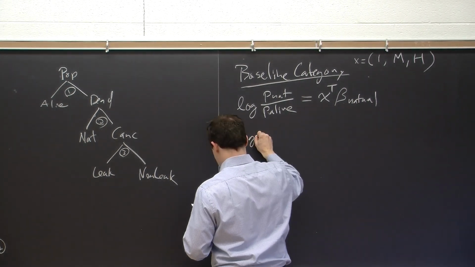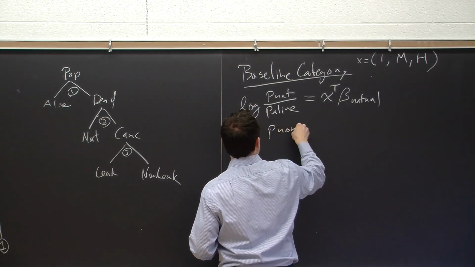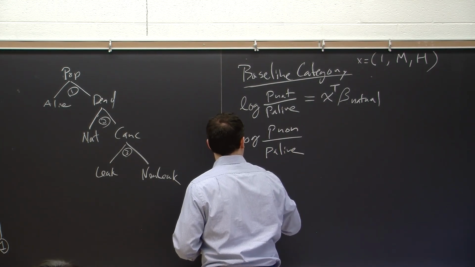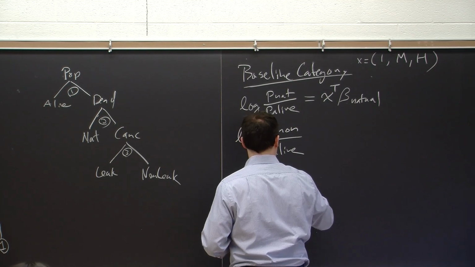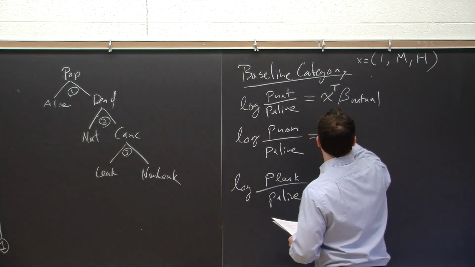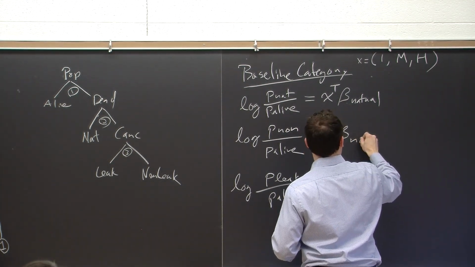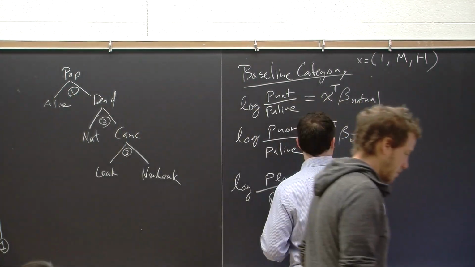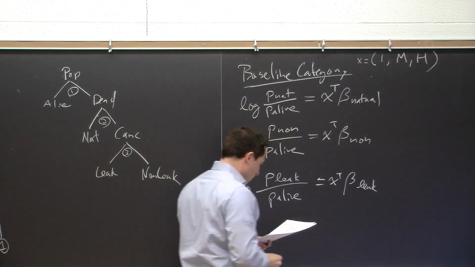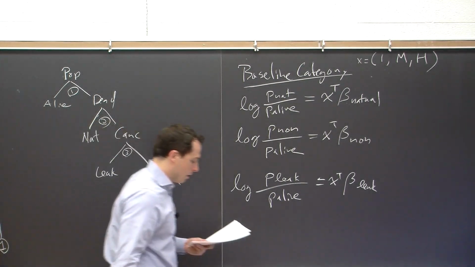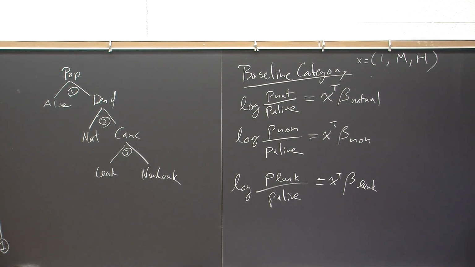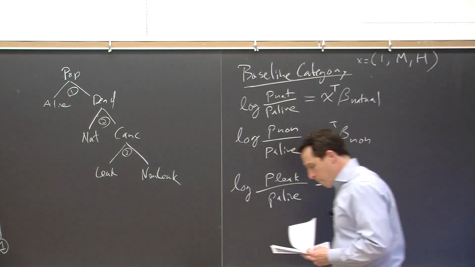Log P non-leukemia over P alive, and log P leukemia over P alive. So this is X transpose beta non, and this X transpose beta leukemia. And the degrees of freedom is the number of parameters.